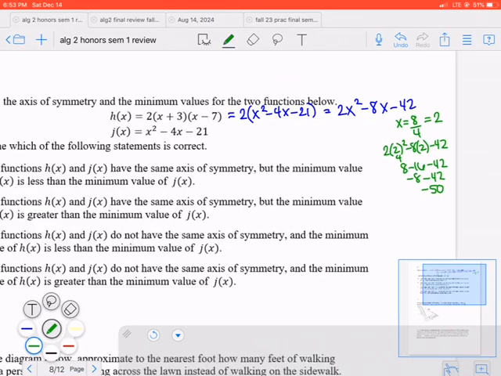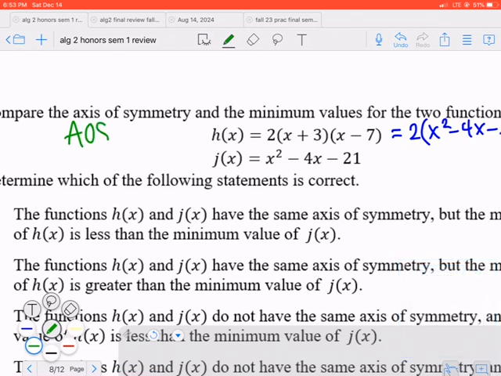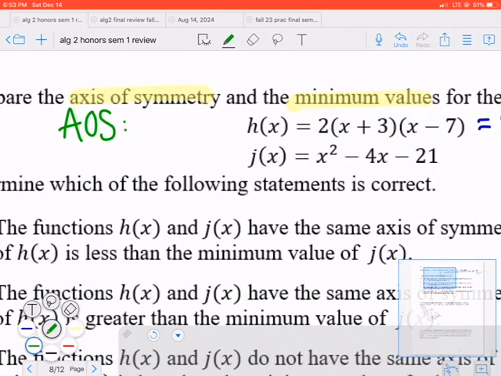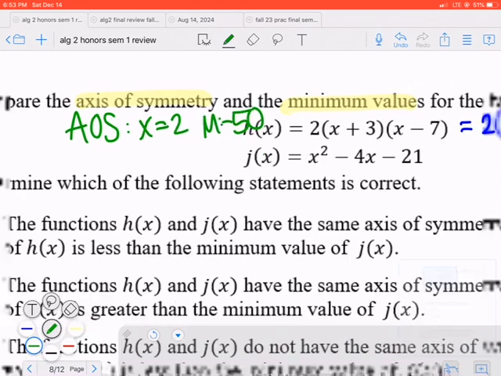So that means our axis of symmetry, which is what it told us to compare, the axis of symmetry and the minimum values. Axis of symmetry, the x value was 2. Axis of symmetry is x equals 2. And the minimum value was negative 50. I just put m for minimum.